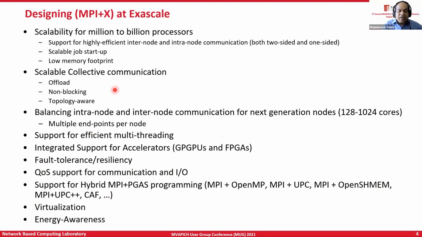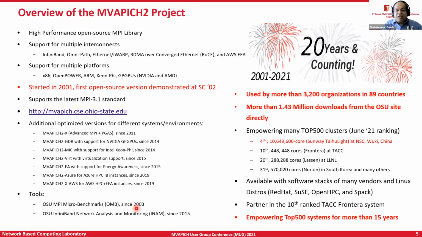Of course, there are a lot of challenges here: the basic performance, scalability, memory footprint, scalable collective communication. How do we balance intra-node and inter-node communication, because the nodes are becoming larger and larger with more cores? How do we handle efficient multi-threading, integrated support for accelerators, fault tolerance, QoS, support for hybrid programming models, virtualization, energy awareness? All these are open research directions, and especially the MVAPICH project has been trying to address these as we have been going along.